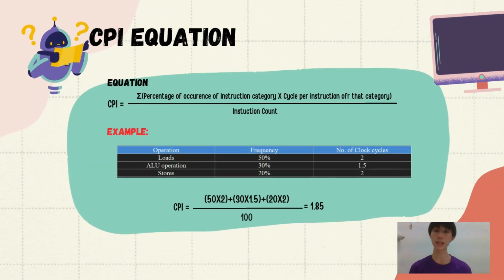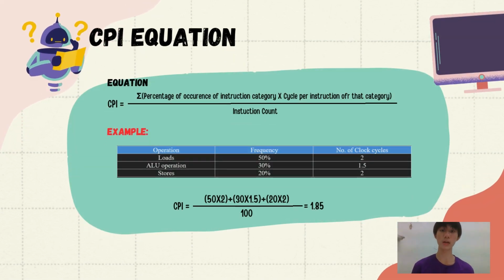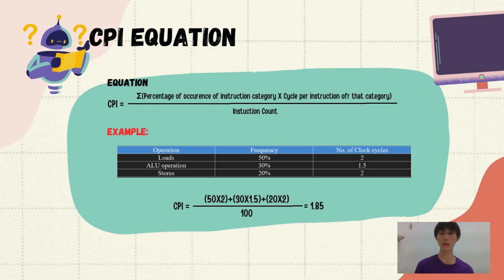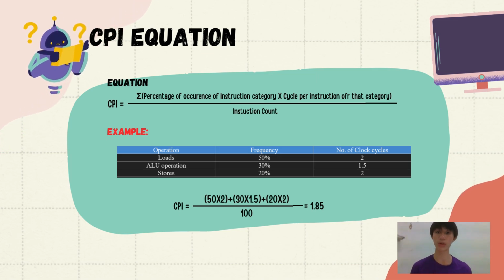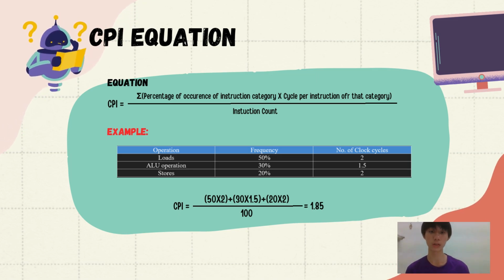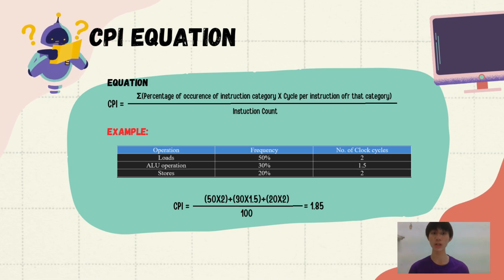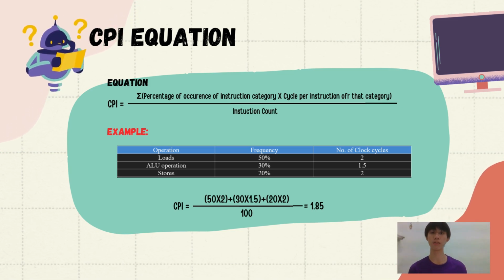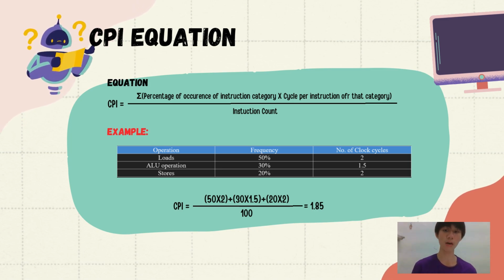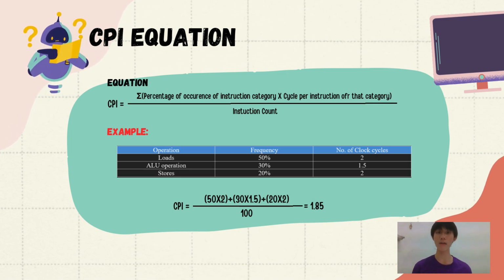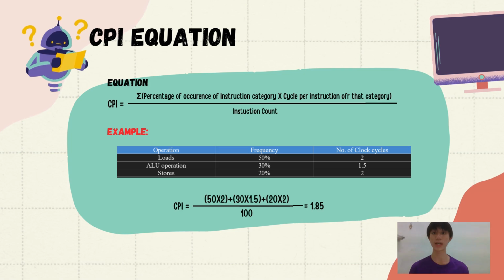Basically, you can see there's an equation to calculate CPI. It is calculated by summing up the product of the percentage of occurrence of the instruction category times the cycles per instruction for that category, and dividing it by the total instruction count. We are then able to obtain a CPI for that particular processor.